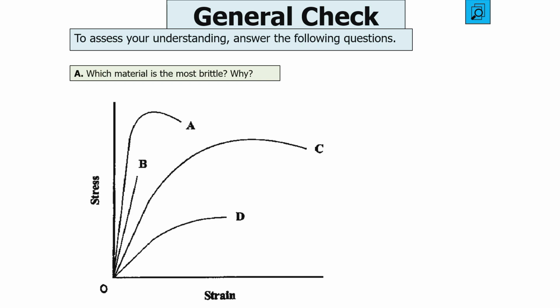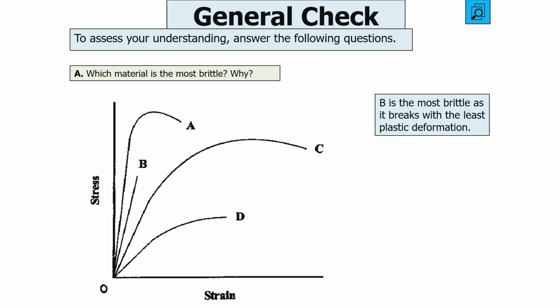Pause the video now, then unpause the video when you want to go through your answer. B is the most brittle as it breaks with the least plastic deformation.